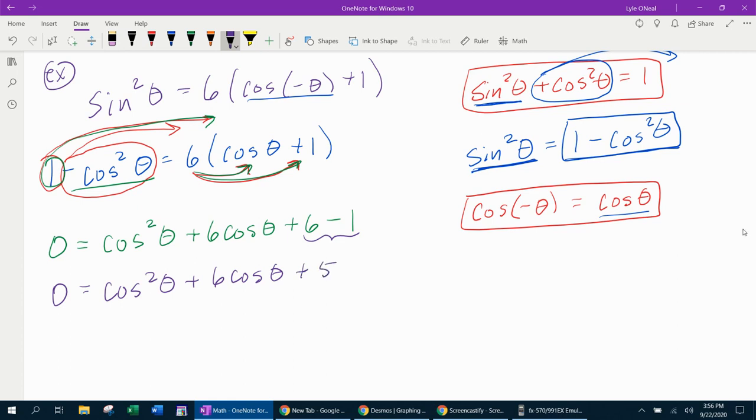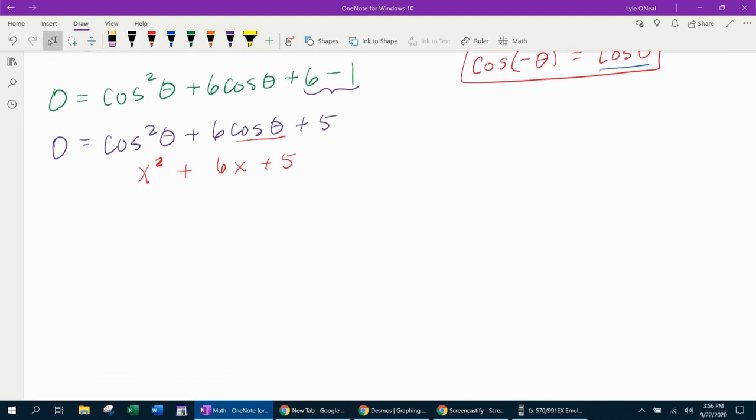And now if you notice, this looks a whole lot like a quadratic equation like we would have seen back in college algebra, where cosine theta would be x. So that would be like x squared plus 6x plus 5. And one of the best ways to solve a quadratic, or at least one of the easiest ways, is by factoring. And you should remember how to factor a trinomial. So let's look at how this is going to factor.